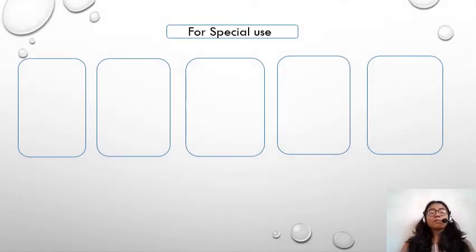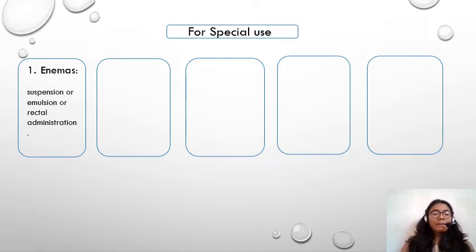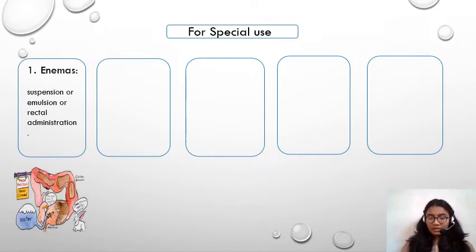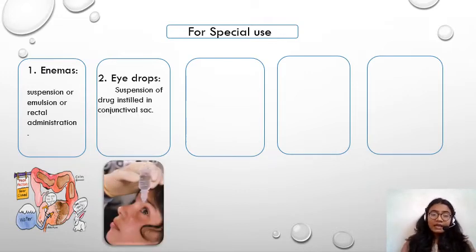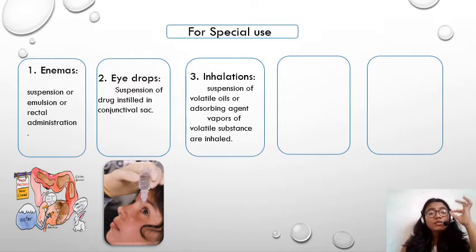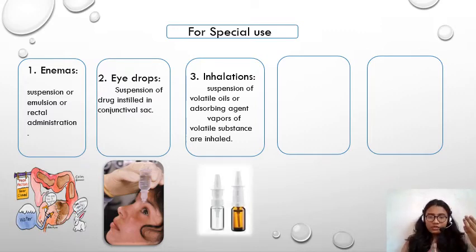Next is for special use. The very first example of special use is enema. Again, it is administered rectally, and you can see in the image how it is inserted and how it works. Next is eye drops. Again, eye drops are inserted in your conjunctival sac to reduce infection. Next is inhalation. Inhalations are usually volatile oils or absorbing agents which are given in the form of vapors and inhaled through our nose.